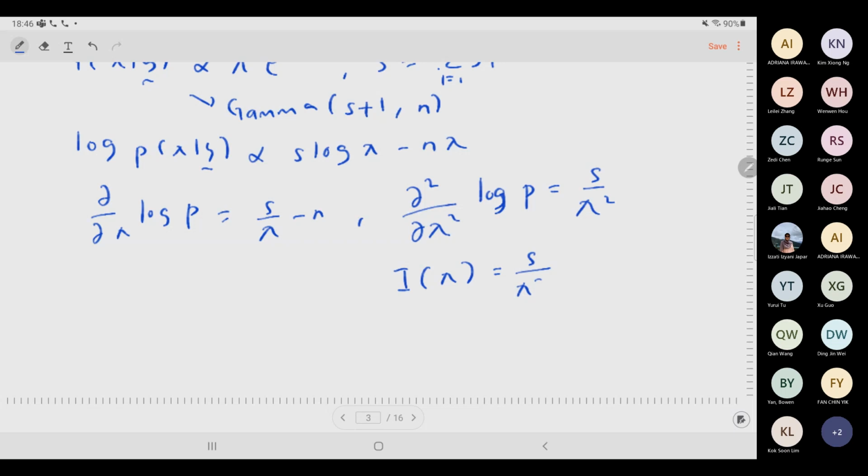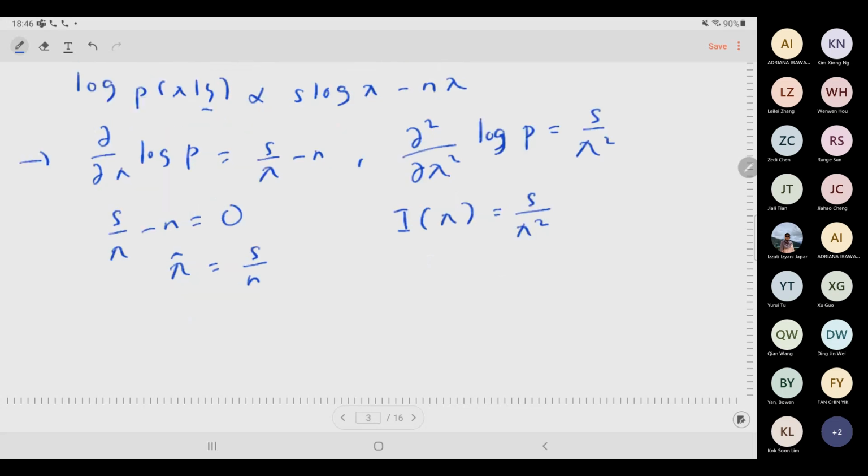So what is the mode? Again, we can find the mode by using the first derivative of the log posterior. The mode should maximize the log posterior, so from the first derivative you get S over lambda minus n equals 0. Then you get that the mode is equal to S over n.